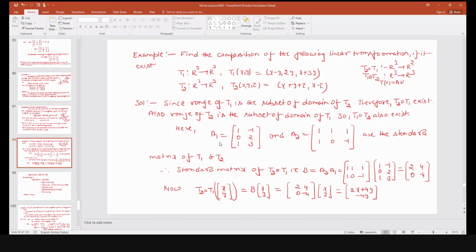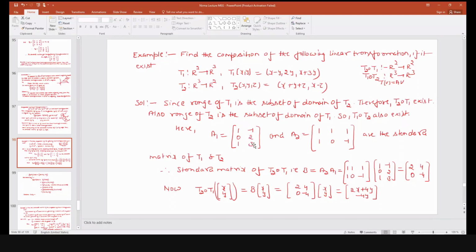So now here, what is the A1? Standard matrix of transformation T1. First row will constitute from the first component of this image vector. So here the coefficient of x is 1 and the coefficient of y is -1. Second row will constitute from the second component, that is 2y. In 2y, the coefficient of x is 0 and the coefficient of y is 2.